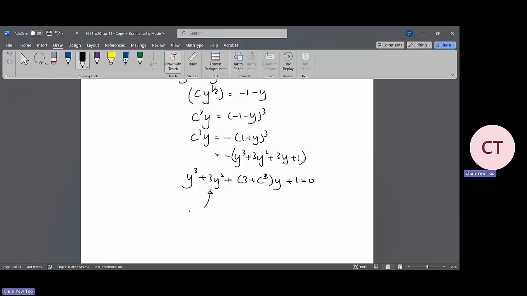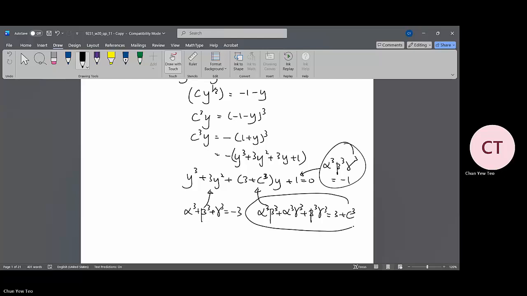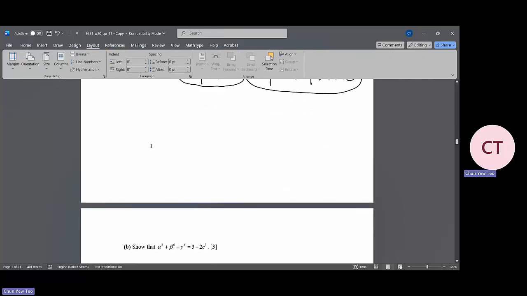So from here, you know that alpha cube plus beta cube plus gamma cube is -3. From here, you should know that alpha cube beta cube plus alpha cube gamma cube plus beta cube gamma cube is 3 plus c cube. And alpha cube beta cube gamma cube is -1. You should know all this information from the new equation over here. So now we move on to part B.